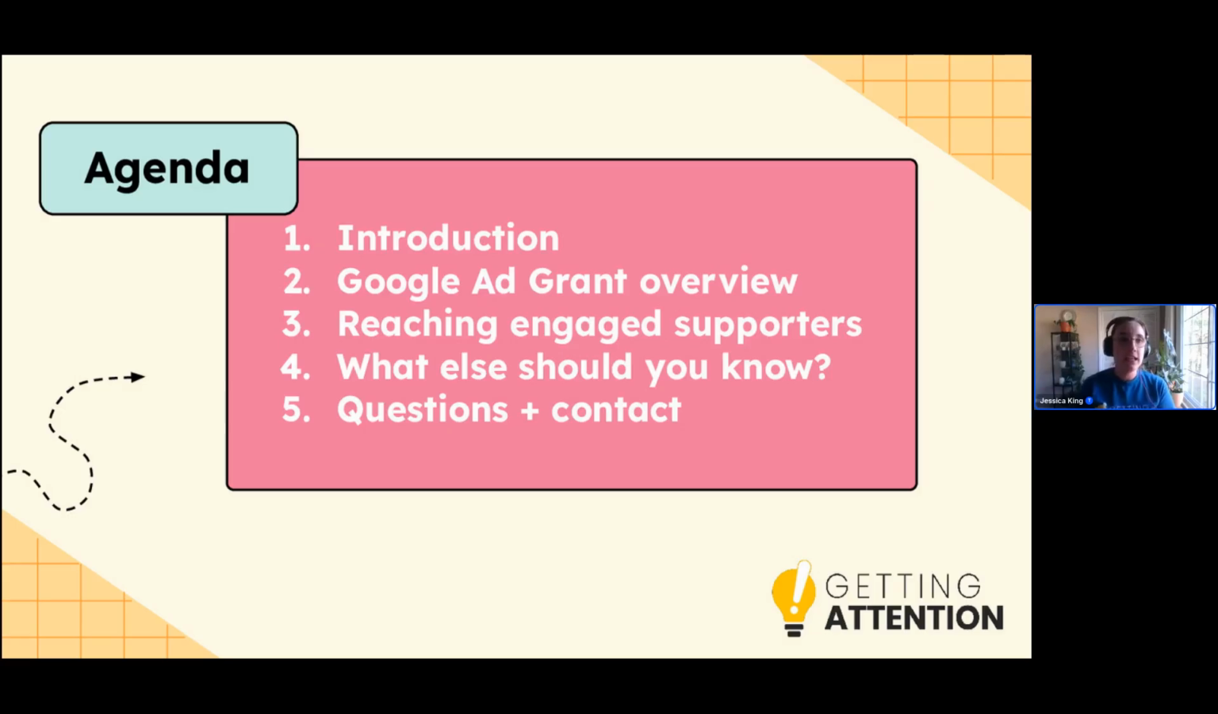And then I want to dig into the elements that maybe don't get discussed as much, of how it relates specifically to development concerns. So how are we reaching engaged supporters? What else is important for you to know as it relates to the Google Ad Grant? I'll talk a little bit about ROI, things like that, and then wrap up by leaving some time for questions, as well as my contact information and a little bit more about Getting Attention.